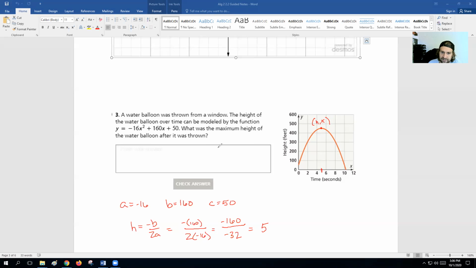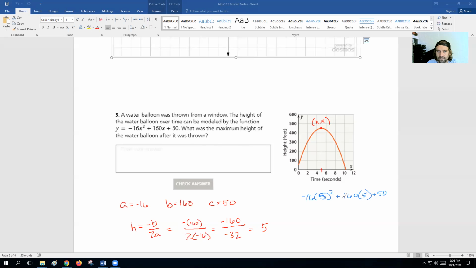Now, that is not the height of the balloon. That's just the time of the maximum height. And we're going to take that number and plug it into the equation to find the height. So let's see, this would be negative 16 times positive 5 squared plus 160 times 5 plus 50.